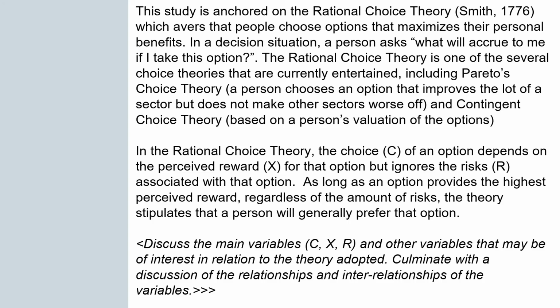And then after that, you get to discuss your main variables and other variables that may be of interest in relation to the theory adopted. You may culminate with a discussion of the relationships and interrelationships of the variables. But notice that we have discussed the theory that is mainly used in this paper. So this paper has chosen to examine the rational choice theory. Therefore, in the conceptual framework, we get to see an explanation of that.